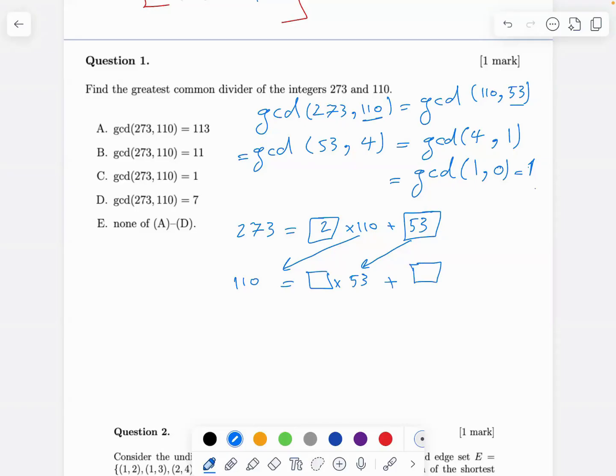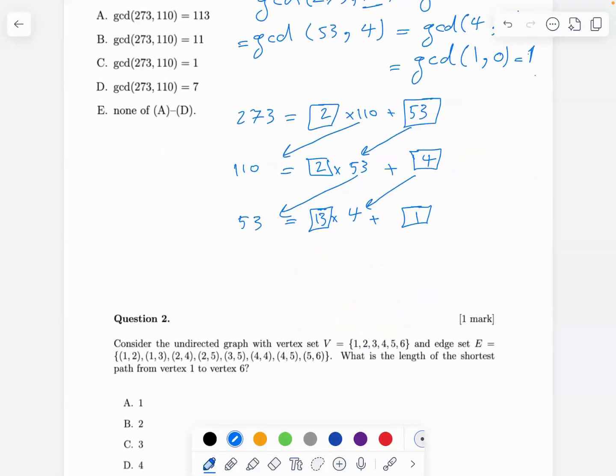There is a reason that I'm writing like this. 110 divided by 53 is 2 of them. So the 4 is this one. So as above, this guy comes here, and 4 comes here without square. Plus 1. And 1 is the GCD.